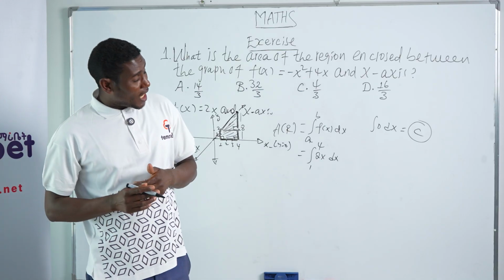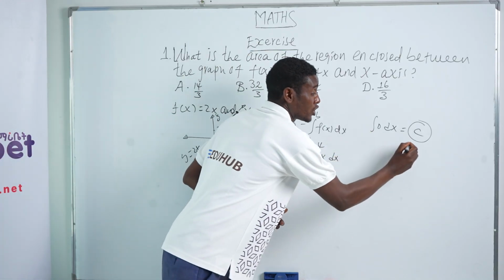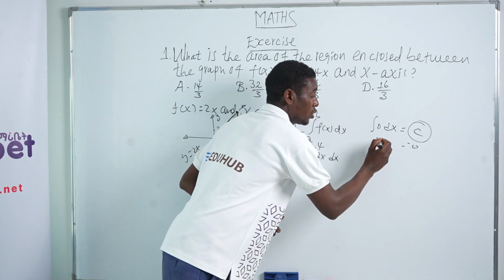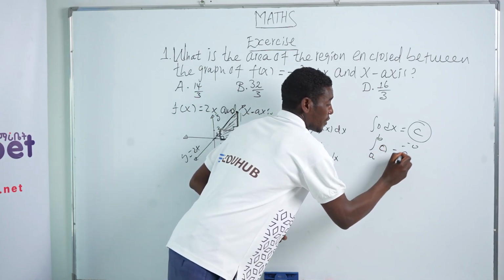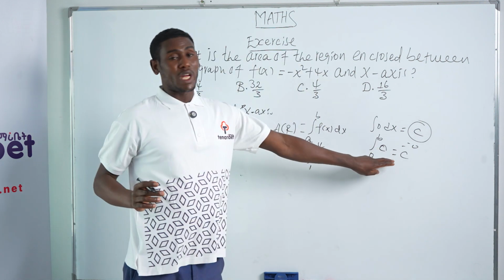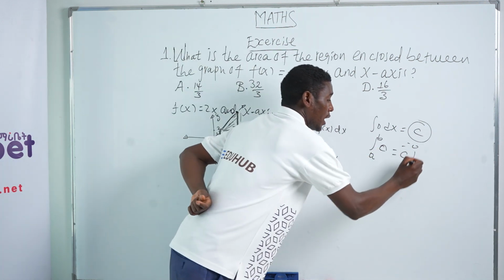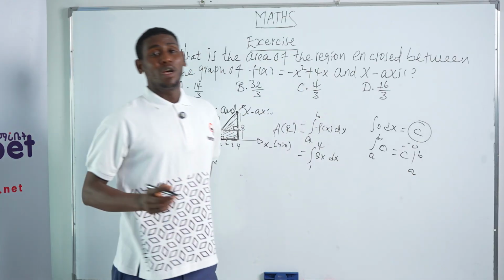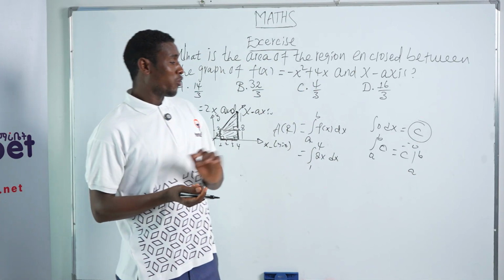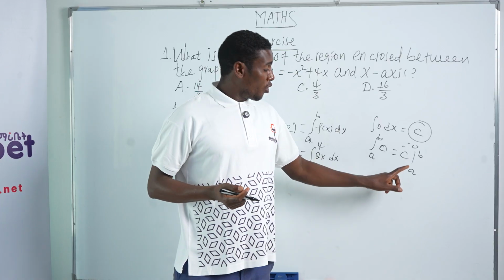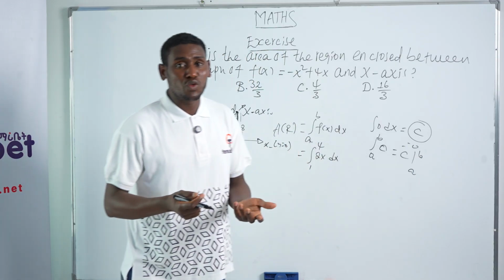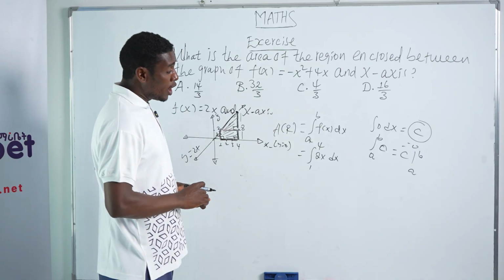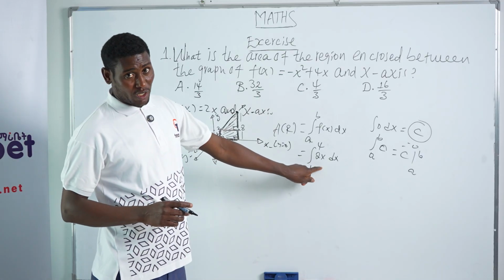But the definite integral of 0 is always 0, because the integral of 0 from a to b gives c minus c, so this one is the constant. For example, if f of x equals 4, f of 2 minus f of 10 is 4 minus 4, that's 0. It doesn't matter. So we can use only 2x dx.